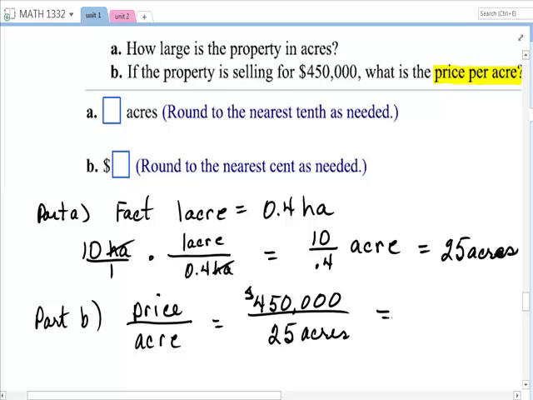I'm going to divide 450,000 divided by 25, and I get 18,000. Now, something that's very important. What units is that? It's the same units that were in the problem. It's dollars over acres. It is $18,000 per acre. It fits with what the question asked. Money per acre.